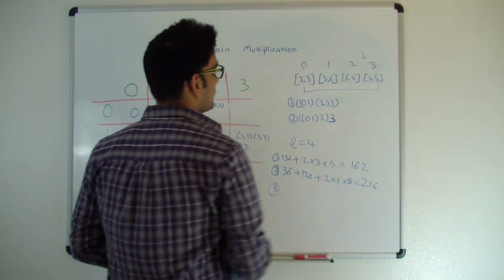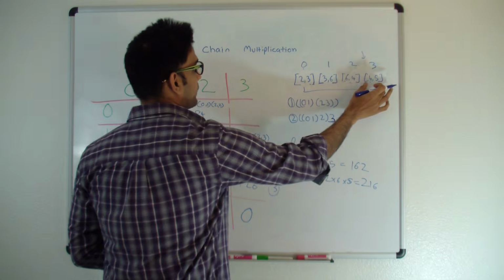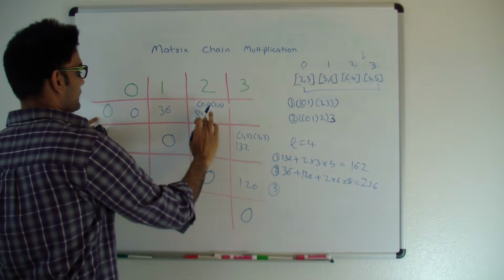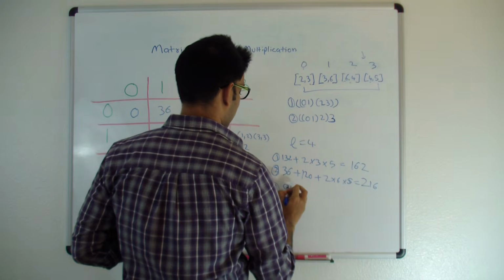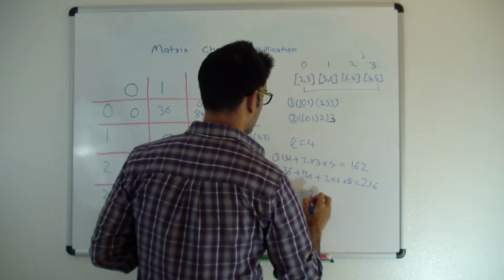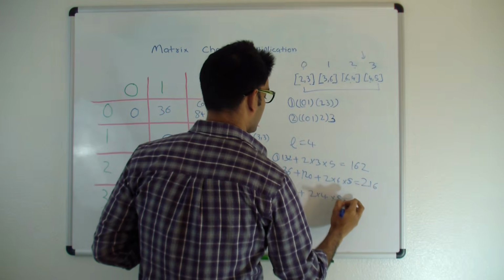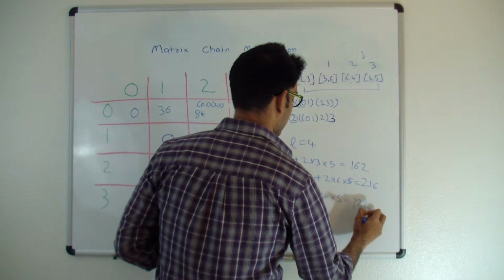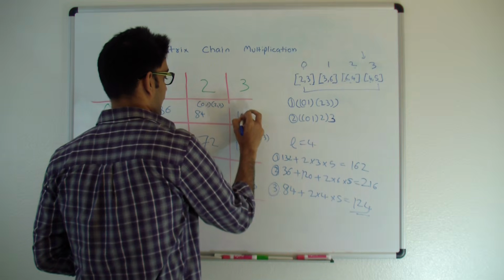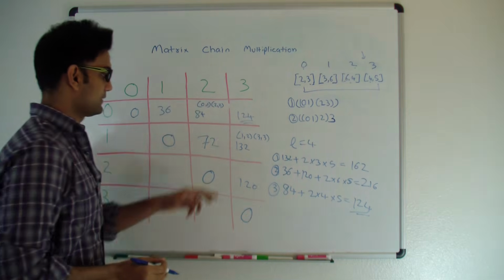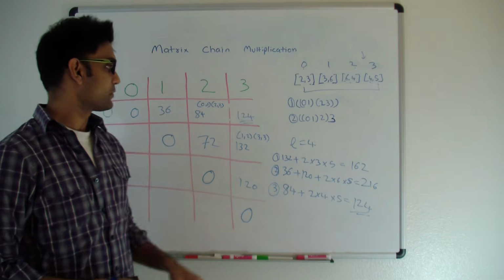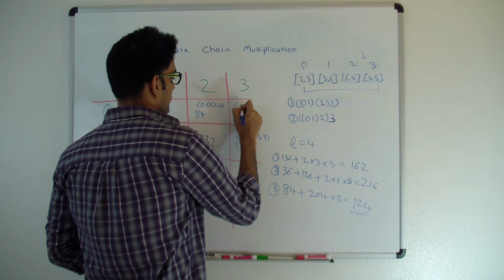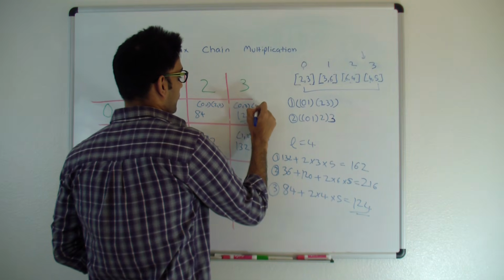Let's do the last one. So here we are trying to multiply the result of this with this. So we already know what it costs to multiply 0 to 2. So that's 84. Plus the result of this will be 2 cross 4 cross 5. So this is 40, and 84 plus 40, so that's 124. So this is our answer right here. So the minimum cost to multiply these four matrices will be 124. And let's denote that we multiplied 0 to 3 with 4, 4.